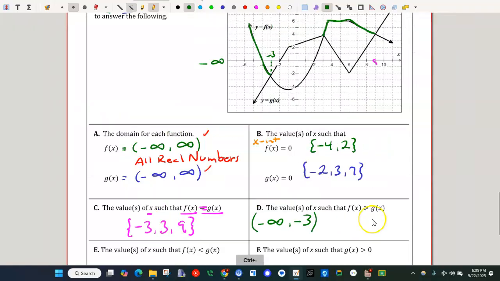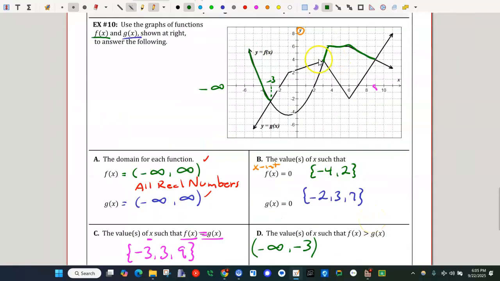Okay, and we had one more, starting at, looks like right here, 3, and going to 9, right? So from 3 to 9, this f of x, right, this is f of x line, it's above the g of x line. So we have from 3 to 9 as well. All right, doing pretty good.